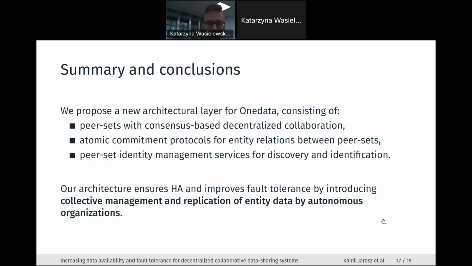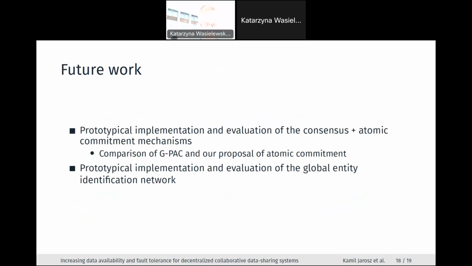So in one sentence, our architecture ensures high availability and improves fault tolerance by introducing collective management and replication of entity data by autonomous organizations. And of course, that's just a description of an idea.